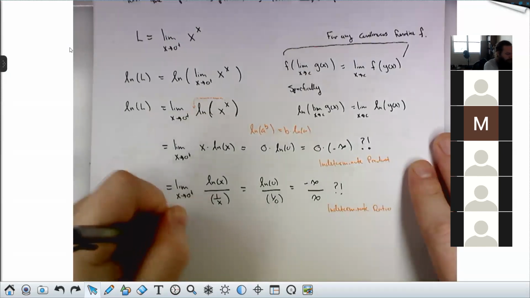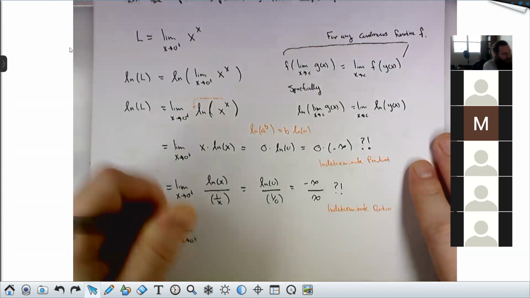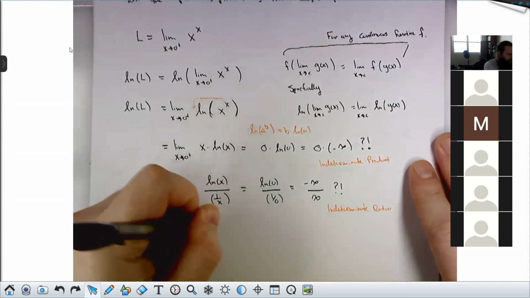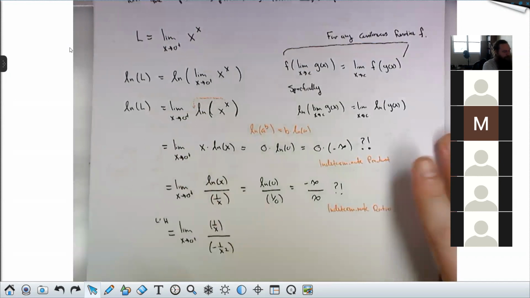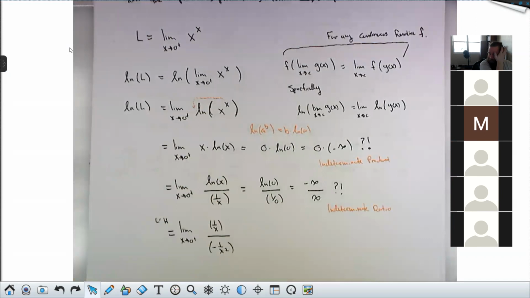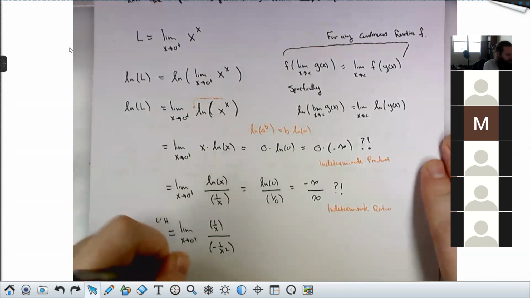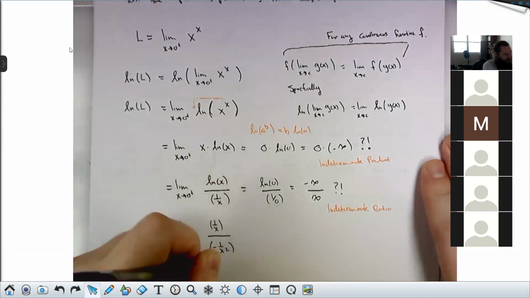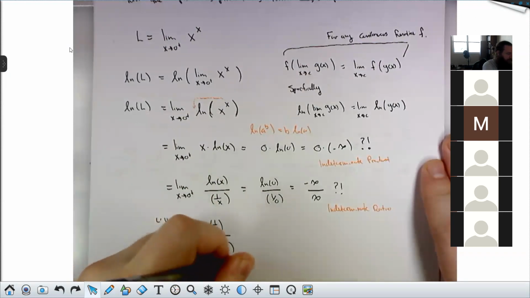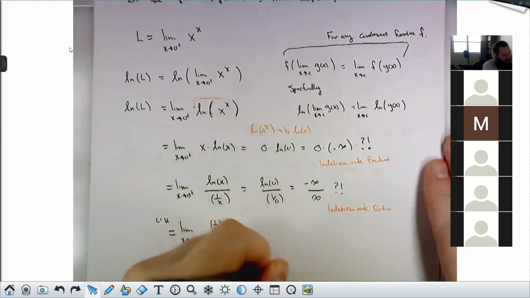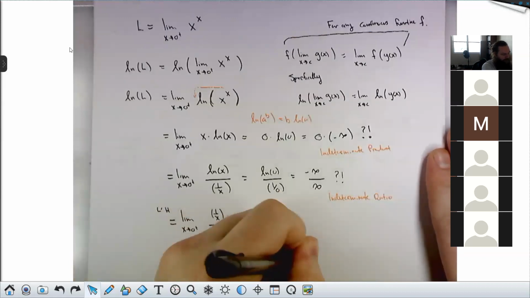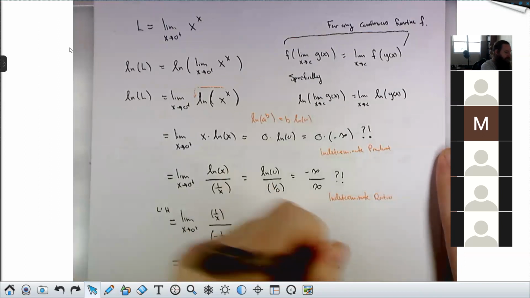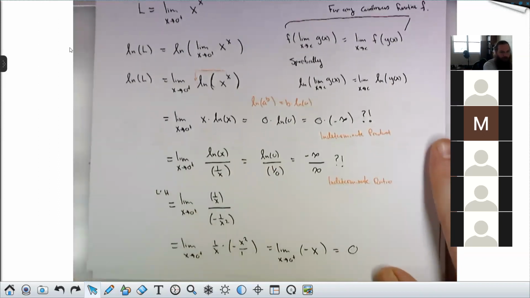So now I apply my L'Hopital's rule. The top, ln x, its derivative is 1 over x. And the bottom, 1 over x, its derivative is negative 1 over x squared. And now I can do some algebra. I get 1 over x times negative x squared over 1, which is the limit as x goes to 0 plus. You can cancel an x here, and we just get negative x. And as x goes to 0 plus, negative x goes to 0. I'll just plug into that one.